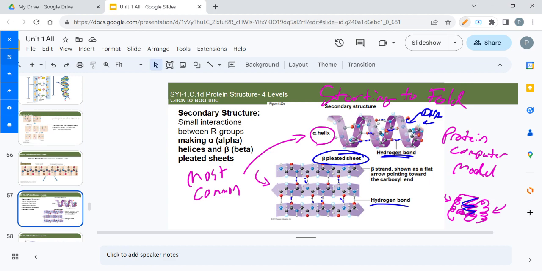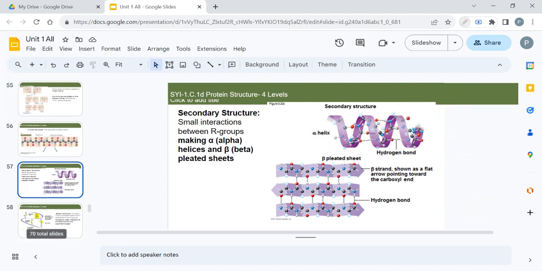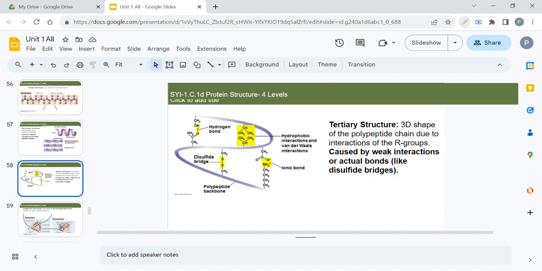Now, where it gets a little bit more crazy. I'm telling you, this is cool. This is where I start to love proteins, where I start to talk about tertiary structures. Tertiaries are the big 3D curves and folds.